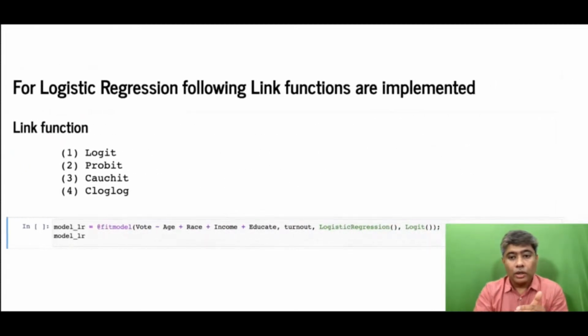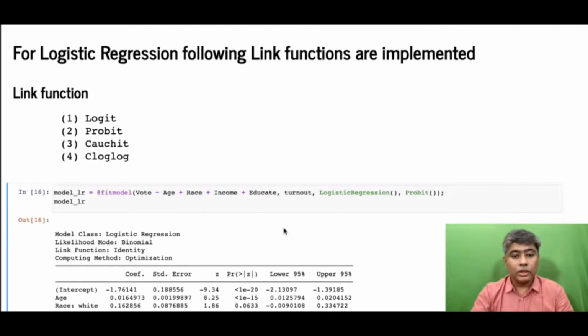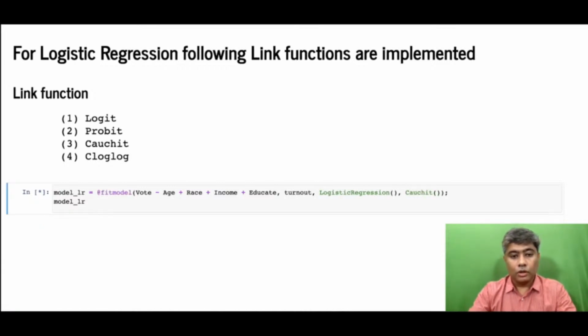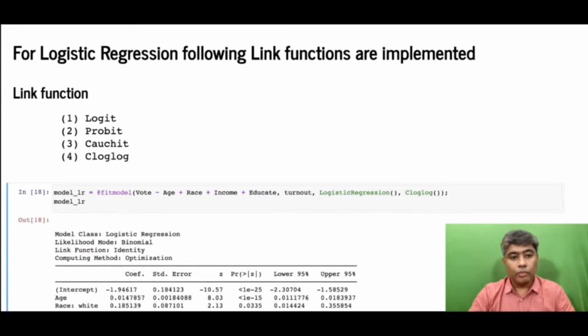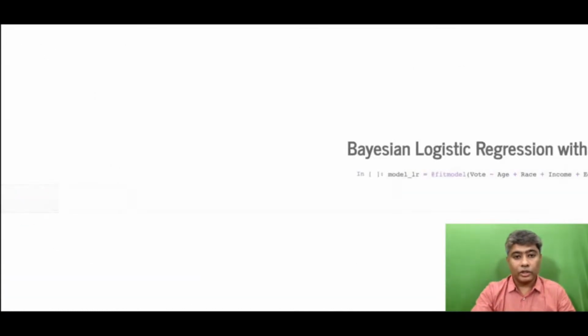Now, if you want to play around with the link function, instead of logit link, you can try probit link. All you have to do is write probit here and run it, and you get your probit link implementation. If you want Cauchy, you just change it, you get the Cauchy. If you want C-log, you get the C-log implementation.